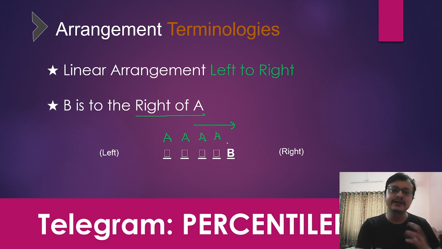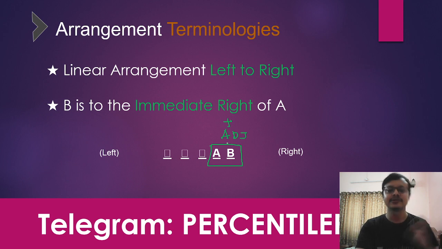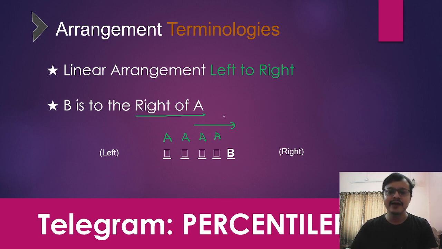Never get confused. In linear arrangement, we often confuse between immediate right and right, or immediate left and left. Make sure that you understand the difference between the two. Immediate right means right plus adjacent, whereas only right would mean anywhere to the right. Since this is the right side, anywhere to the right would mean anywhere in this direction. It doesn't matter how many people are in between A and B.